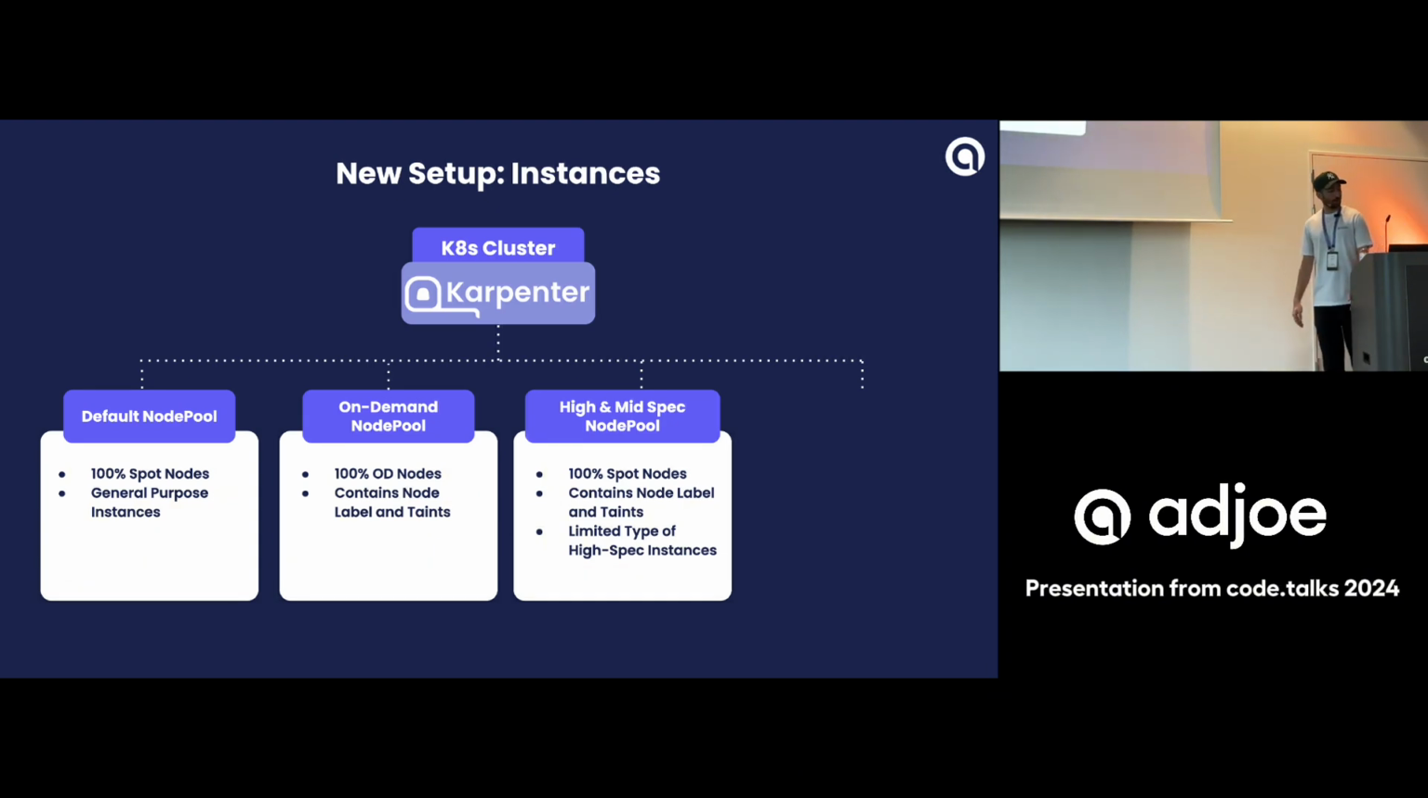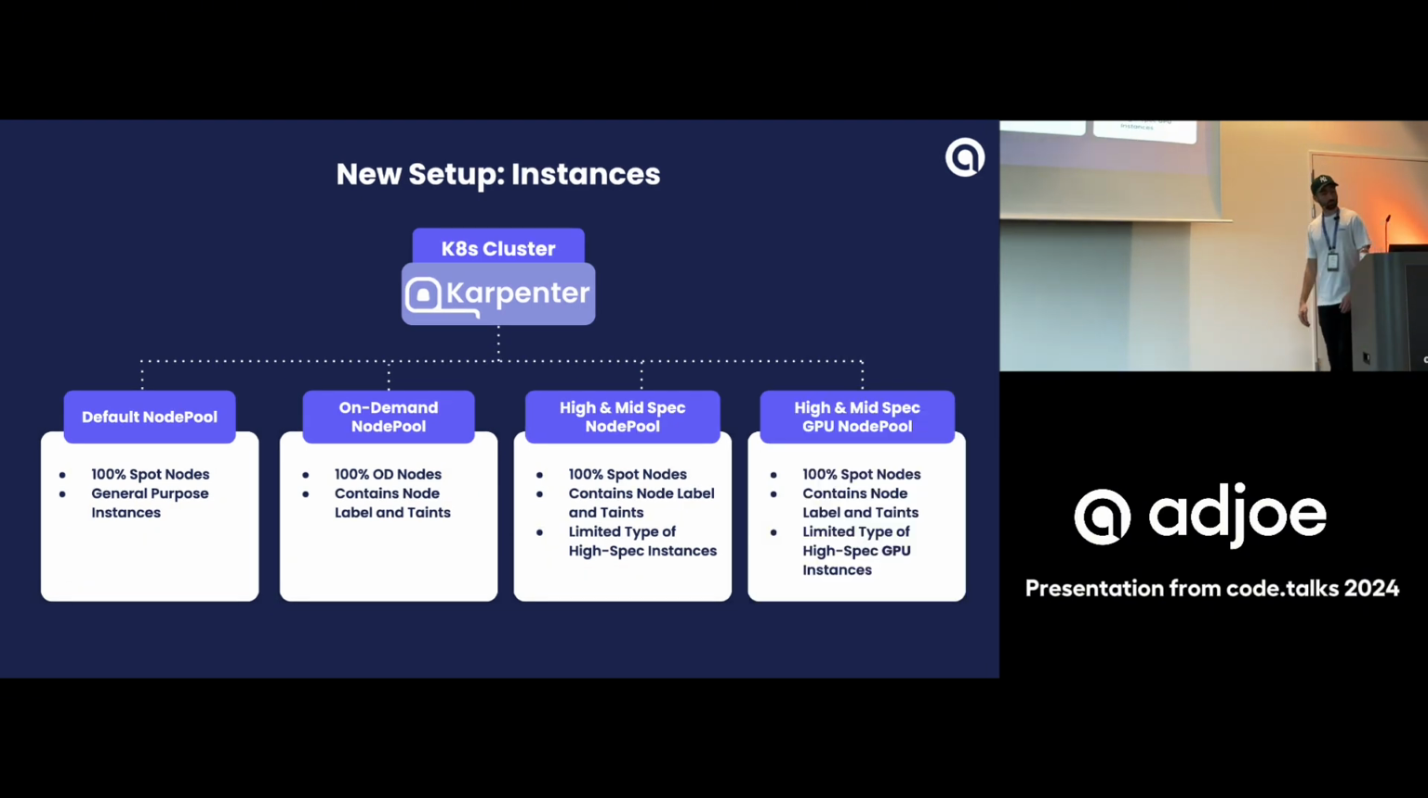Next, we will have high and mid-spec node pools, 100% Spot. These node pools are the ones that actually do the job. For example, when you run a Spark job on Kubernetes, all the workers will run on Spot on this type of node pool. And last but not least, I said that we have GPU workloads to train, and we use Spot instances in the GPU node pool.